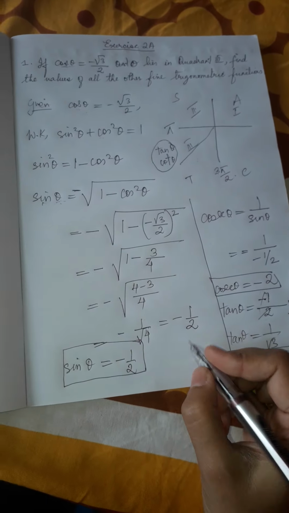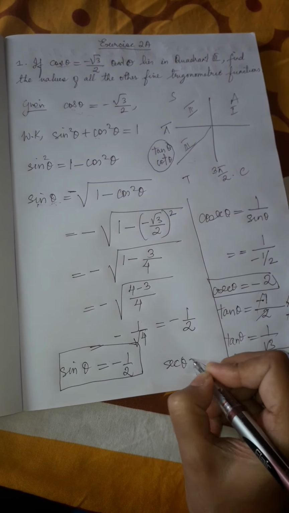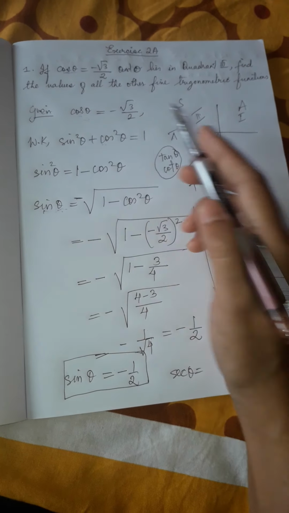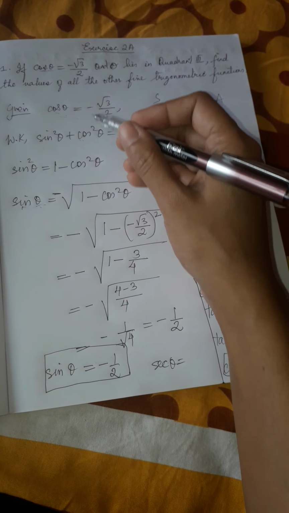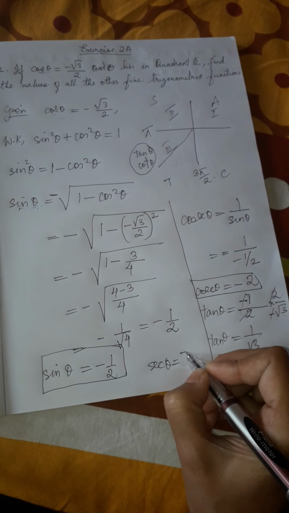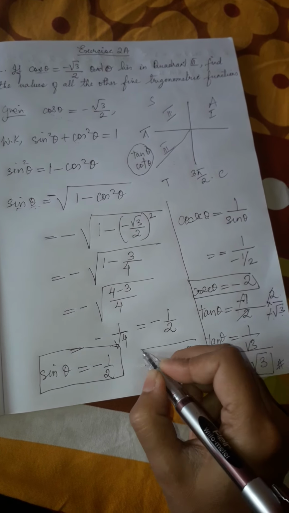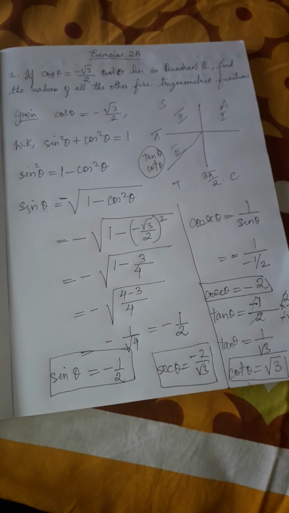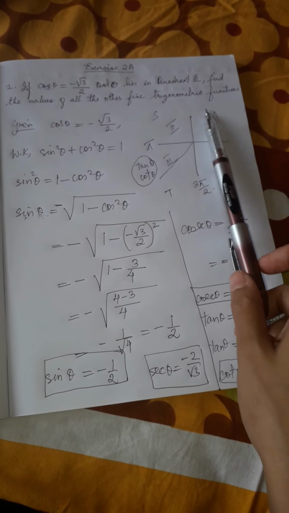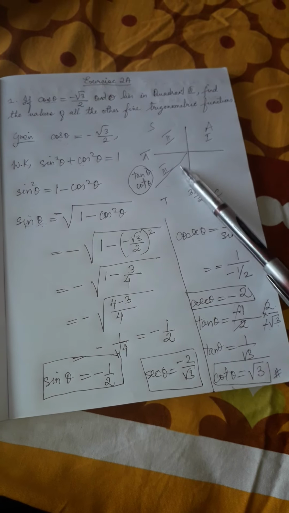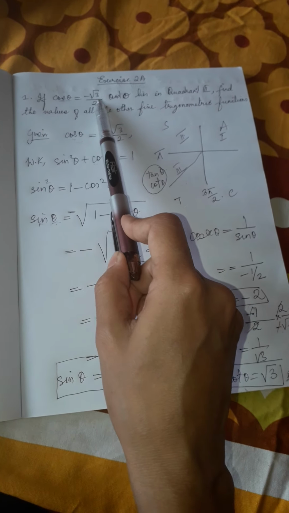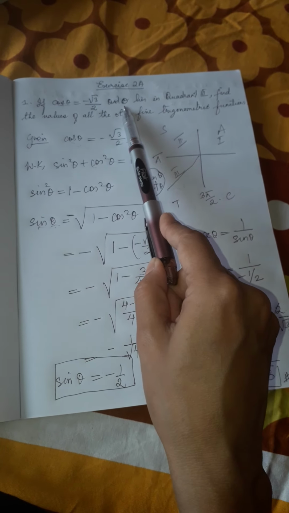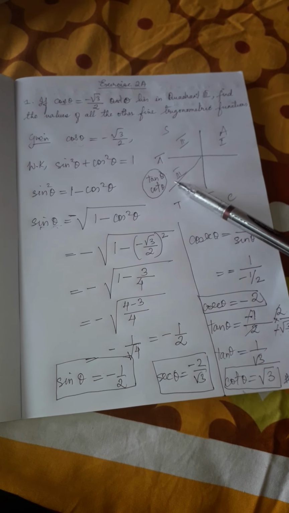From here we can get sec theta. Sec theta is the reciprocal of cos theta, that is, sec theta is 1 by cos theta. So if we take the reciprocal of this, it will be 2 by root 3. So in this way we can find all the trigonometric ratios if we know one of the trigonometric ratios, and we know that theta lies in the third quadrant.